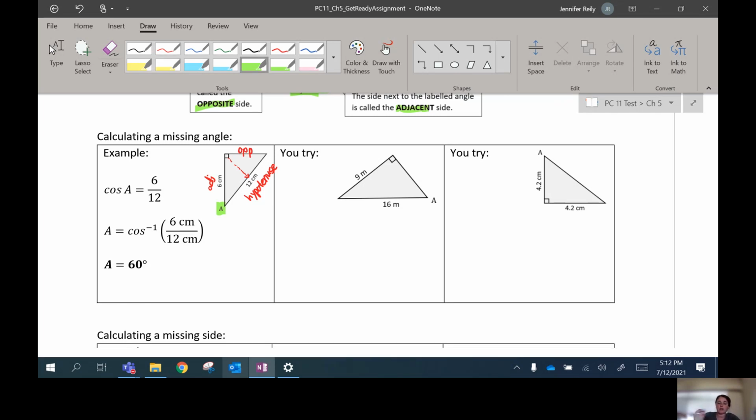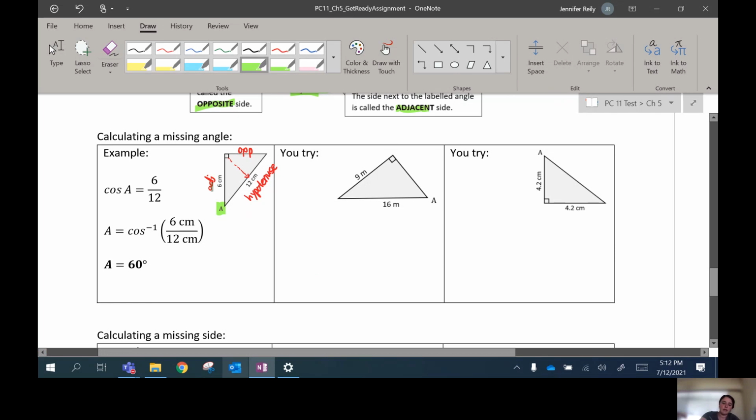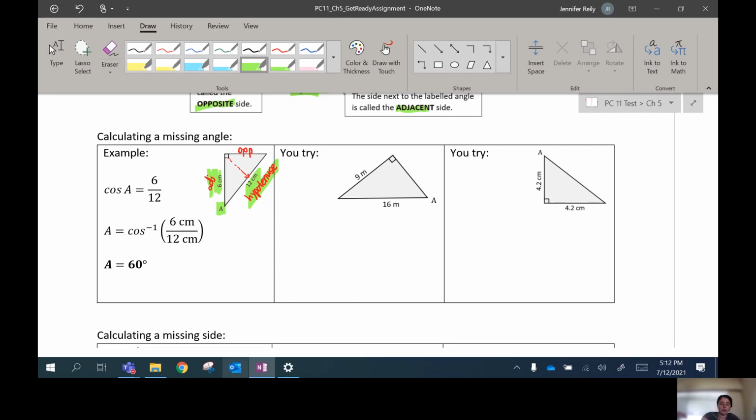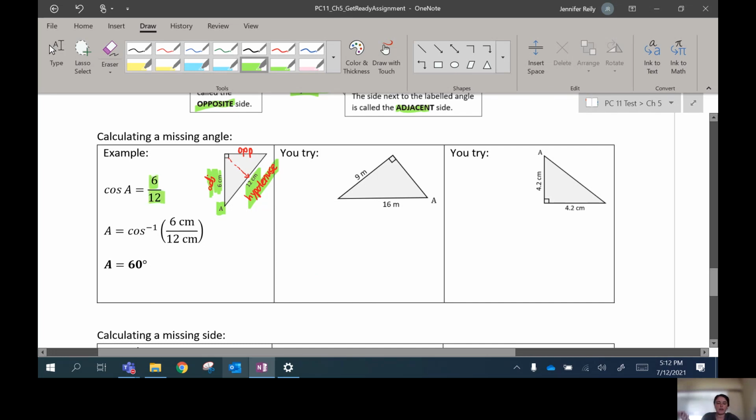So the ratio you're going to use depends on which sides you have. In this case, we have the adjacent side and we have the hypotenuse. So I would use CAH in SOHCAHTOA, or cosine. And cosine is adjacent over hypotenuse, so 6/12.